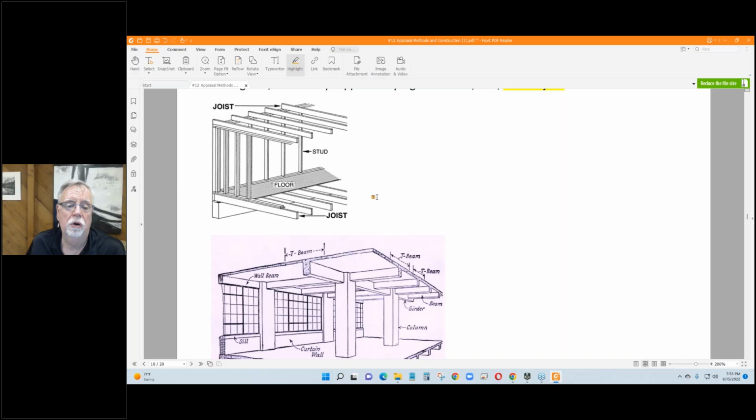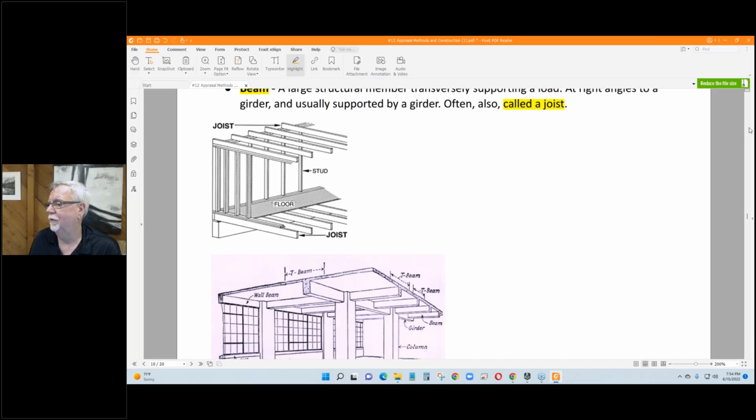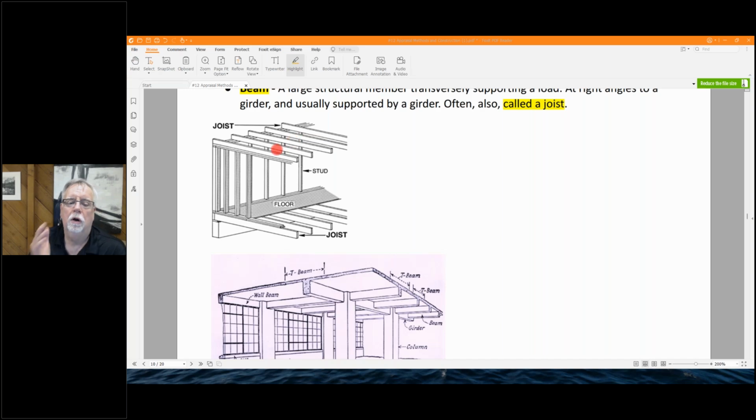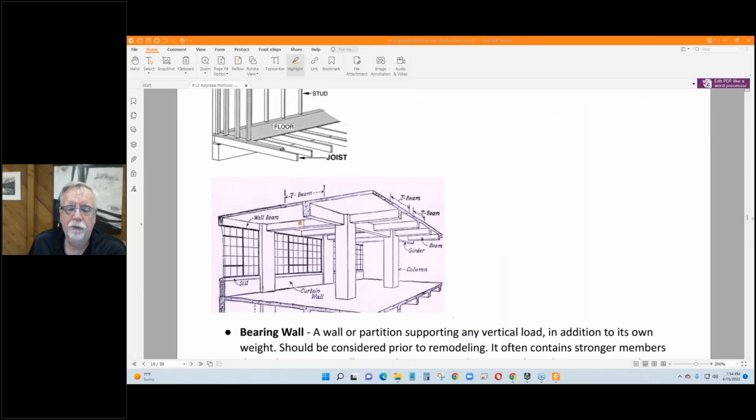All right, so I have a couple of diagrams. The first, joists are all parallel beams. So there are floor joists and there are ceiling joists, right? I just thought I would explain what a joist is. This diagram shows all the girders and the beams.